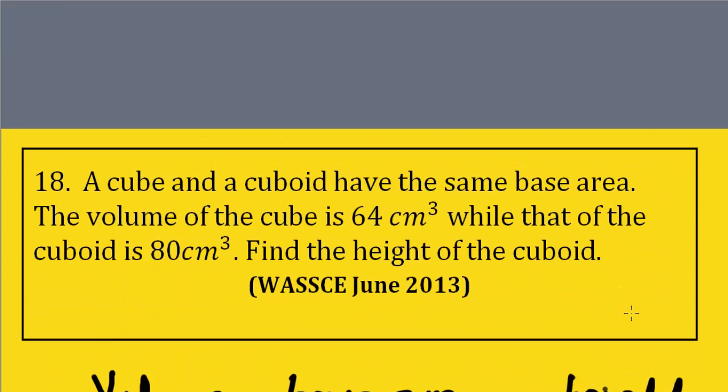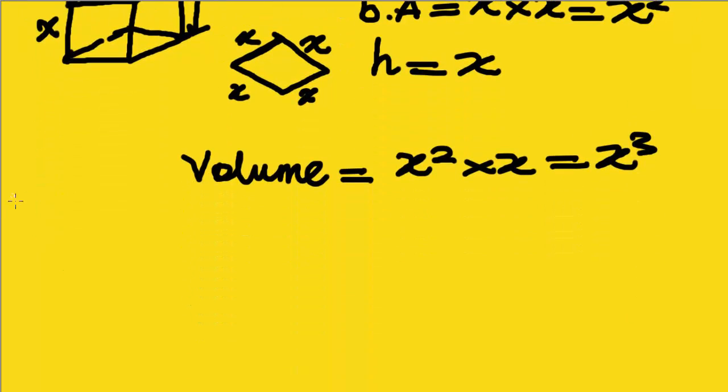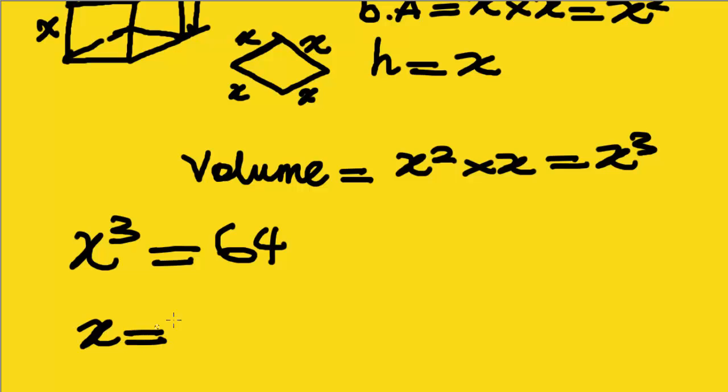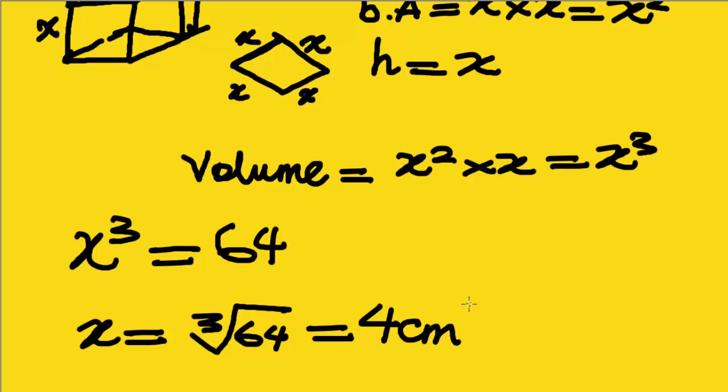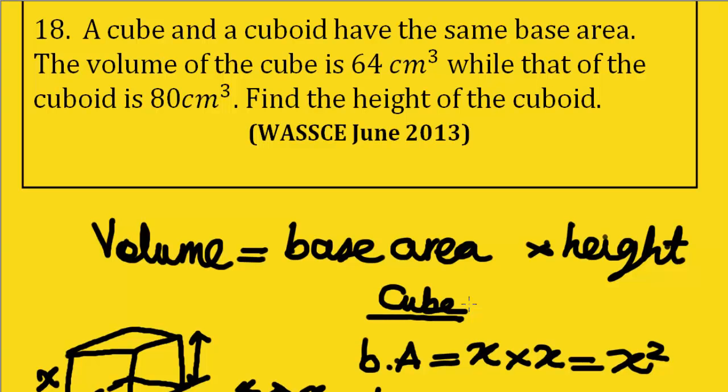In the question, we've been told that the volume of the cube is 64 centimeter cubed. Therefore, x cubed is 64. So what is x? x is the cube root of 64, which is 4. So x is 4 centimeters. So I now know the length of all the sides of the cube, which is brilliant.